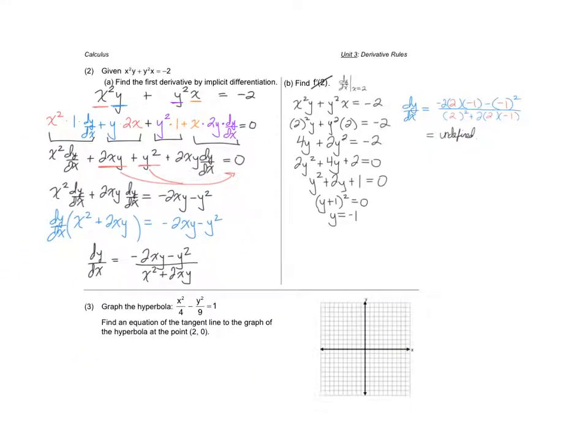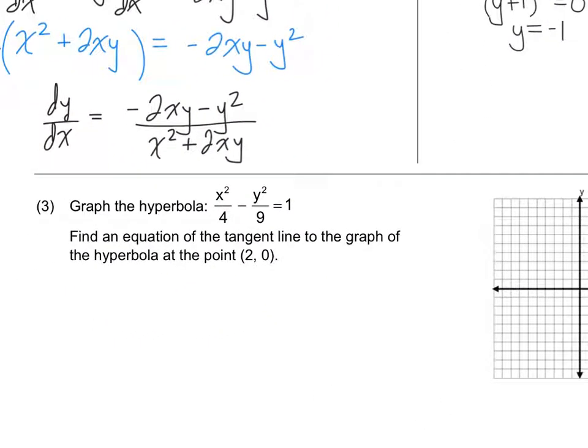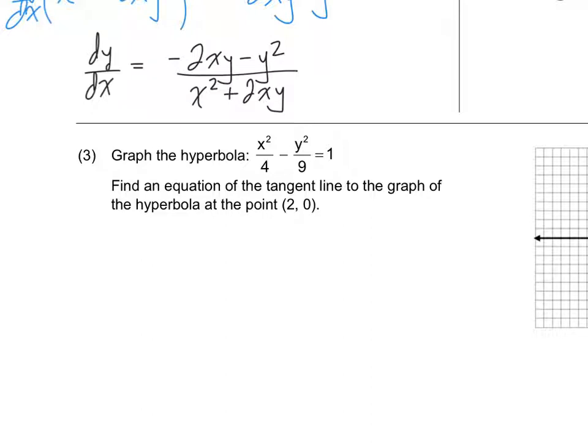All right, and then number 3 asks us to graph the hyperbola. We'll come back to the graph part, because in order to come up with the equation of a tangent line, what we need is the point and the slope. We have everything we need without even looking at the graph. And this is a pretty good problem, because it relates to a common misconception that folks have when it comes to derivatives.